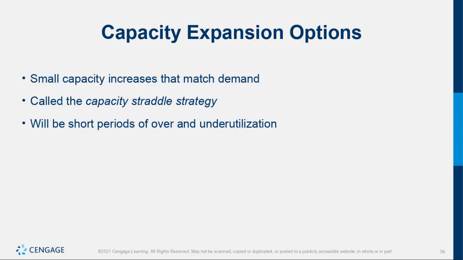What about the small capacity increases that actually match demand? This one is usually referred to as the capacity straddle strategy, where you're trying to stay right on the fence. There will be short periods of over and underutilization. So there'll be some times when you have too much capacity and sometimes when you have too little.